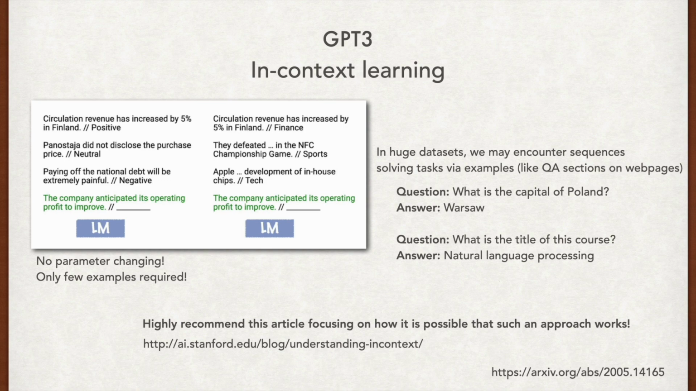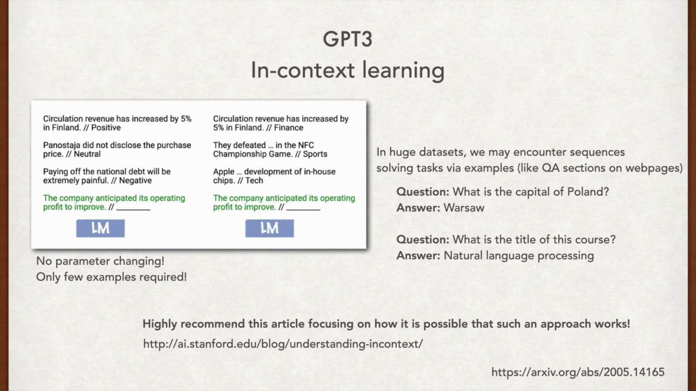We see two very similar prompts, two very similar contexts, providing some information about the examples. Both columns present the same inputs, but the desired outputs provided after the double slash sign are different. The left column expects the model to provide the information about the sentiment related to that text, and the right column focuses on assigning a topic like finance, sport, or tech.